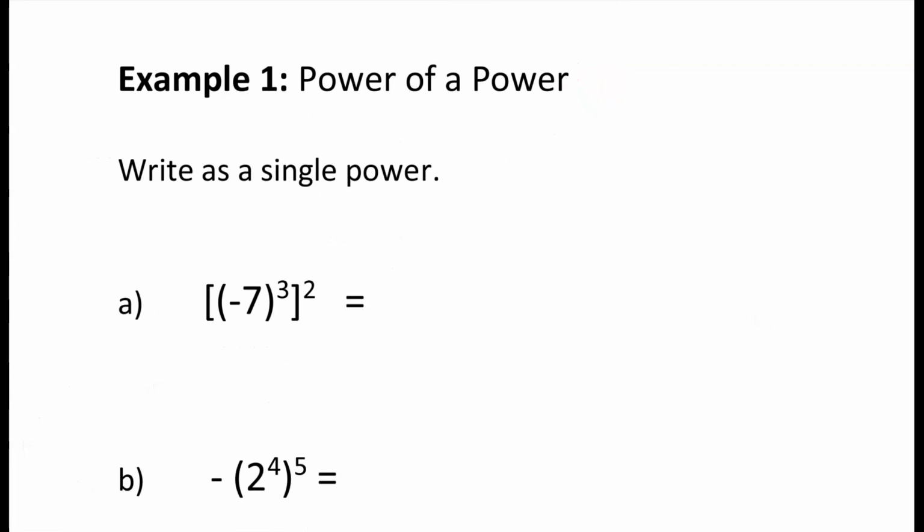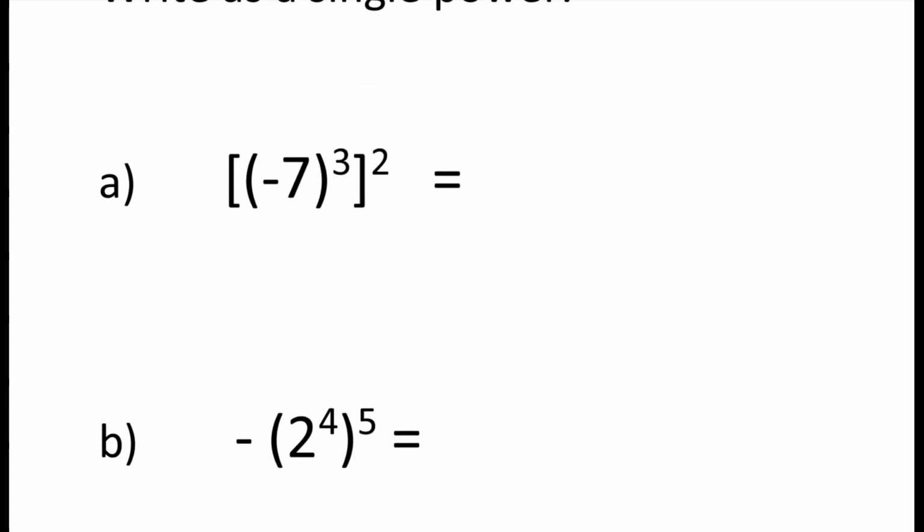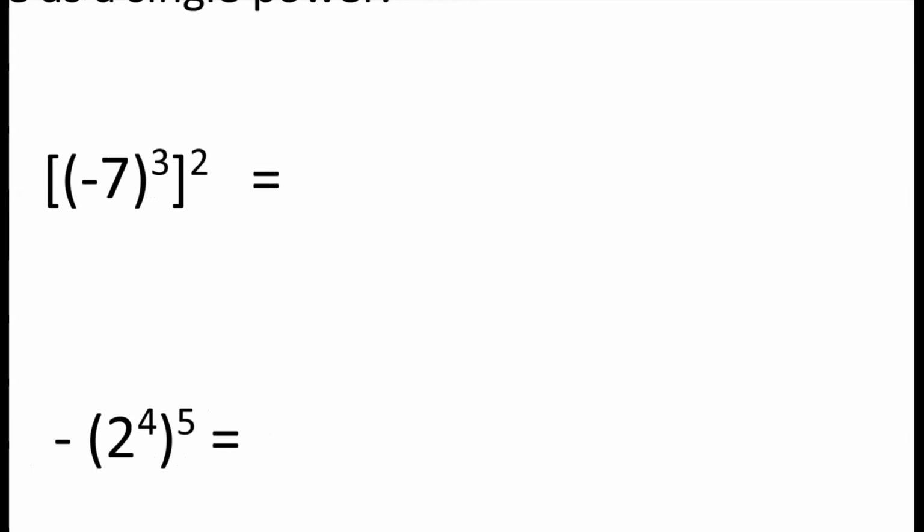And m multiplied by n, we're talking about the exponents multiplying together. Example 1 of power of a power, write as a single power. So that's the most important thing to pay attention to. When you have something that you're multiplying a power to a power, it's going to tell you to write it as a single power. For example, a, it's -7 inside the brackets to the power of 3, and a power of 2 on the outside of the brackets.